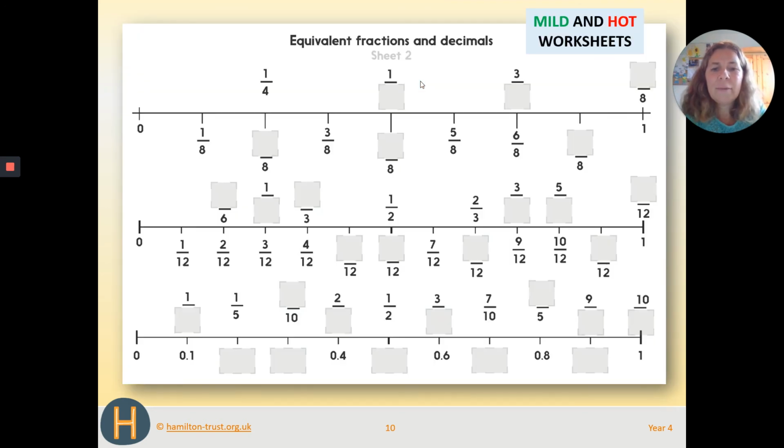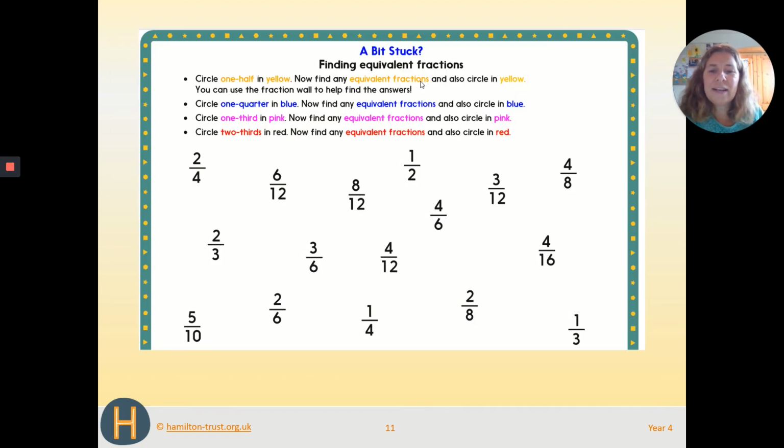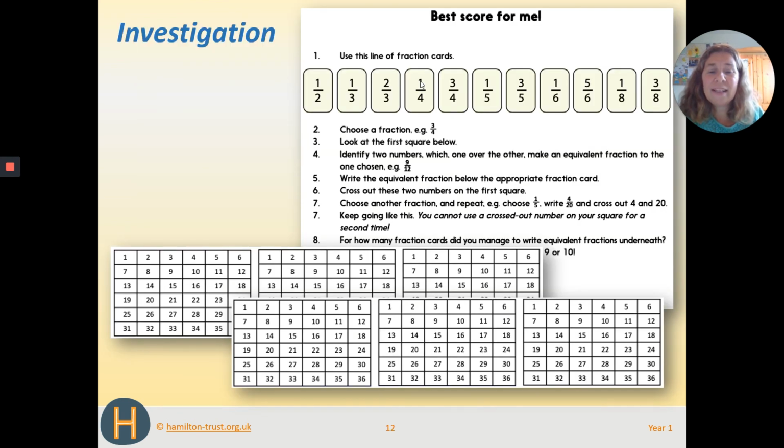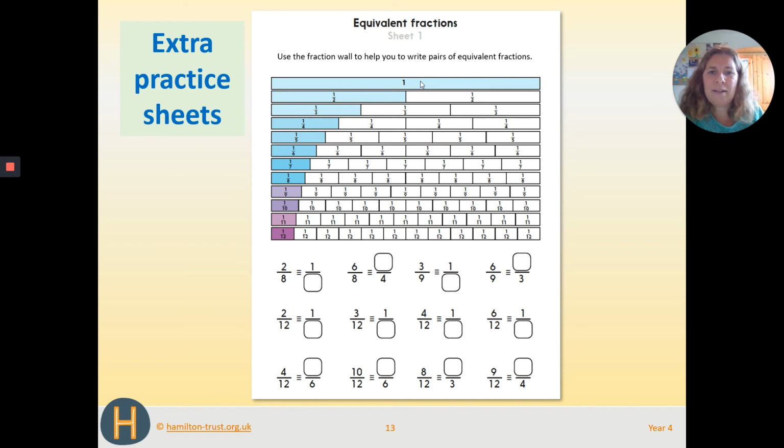Excellent. Now it's time to go to your worksheets for the day. You have got a mild and a hot worksheet just like this one. When you've done these, you can then move on to either an investigation or a little bit stuck. Bit stuck, you're going to need some colours to do some circling to match equivalent fractions. The investigation, you're going to need someone to join in with you for. If you don't feel like doing the investigation, or you're enjoying yourself so much you want to have a go at some more, I have also put in your folder some extra practice sheets.